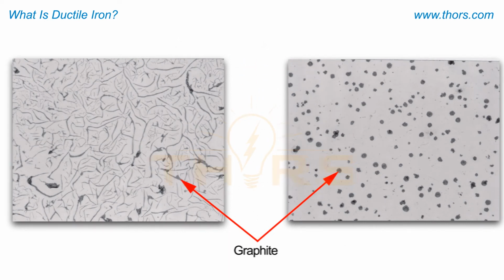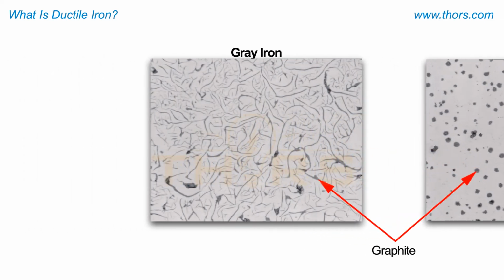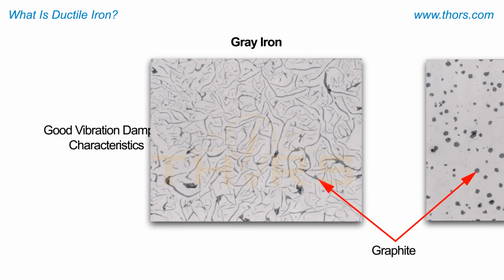For example, here is a microstructure of gray iron, a common type of cast iron, at high magnification. These long, thin flakes of graphite provide the metal with good vibration damping characteristics, because the matrix is not continuous and the vibrations do not travel all the way through.